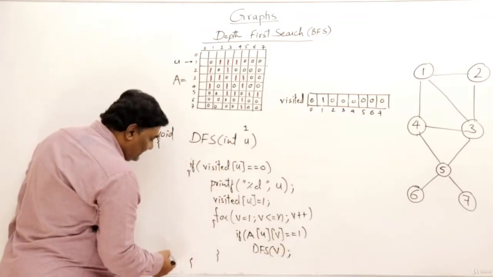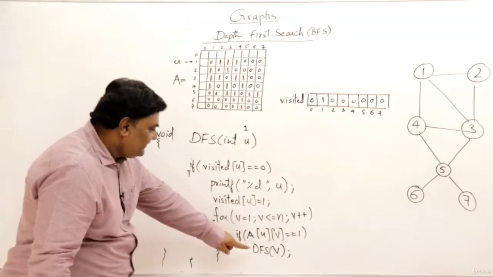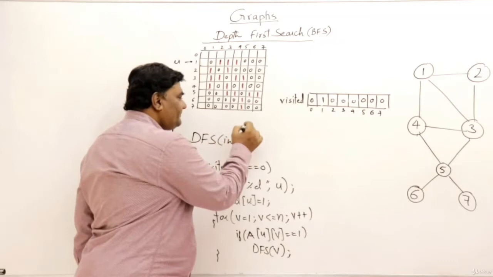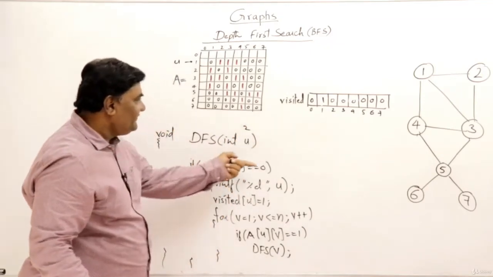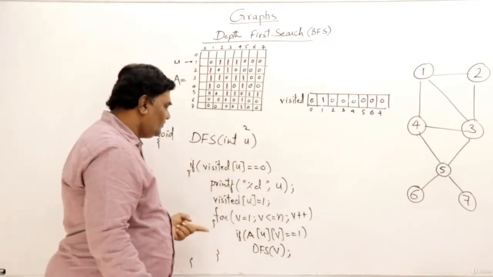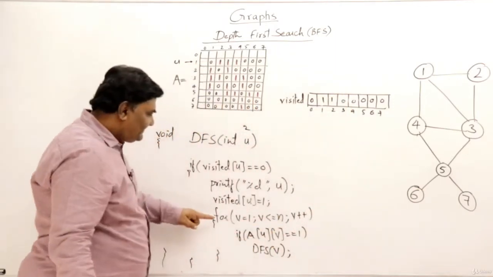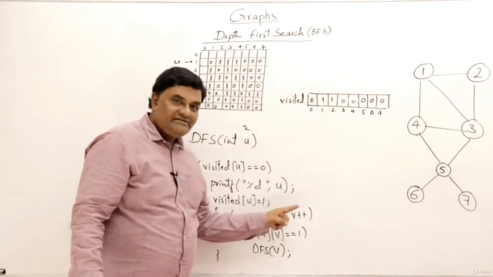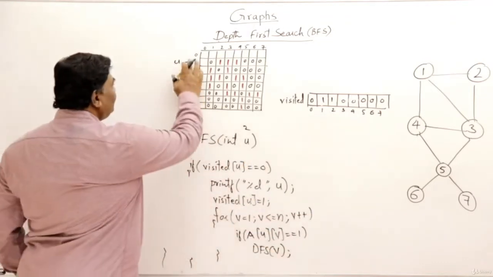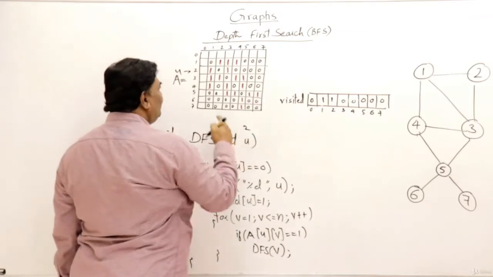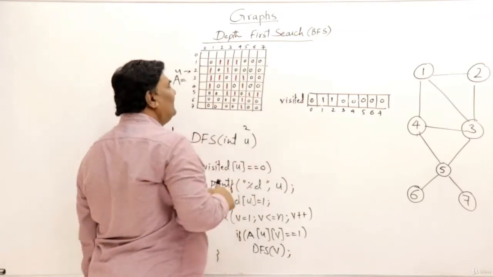End of if, end of this one. So this will call itself again on vertex 2. Now u will be 2, and 2 is not visited. Print 2 and mark it as visited. Then scan through all the adjacent vertices of vertex 2. This is u, because u is 2 now. So it will scan through this row.